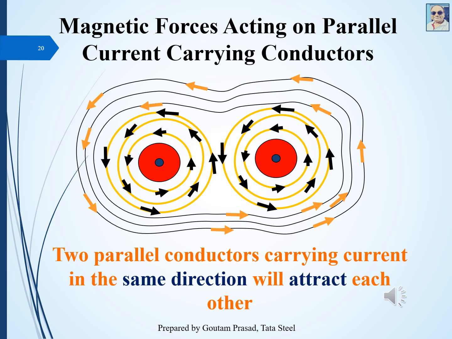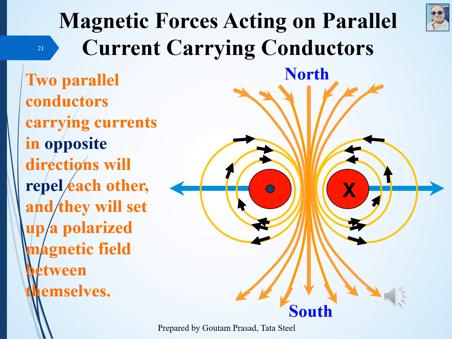So this combined magnetic field is telling you that these two parallel conductors will start attracting each other if the direction of the current is the same in these two conductors. So for the same direction of the current, two parallelly running conductors will attract each other. Here, if the direction of the current is opposite in these two conductors, they will repel each other.